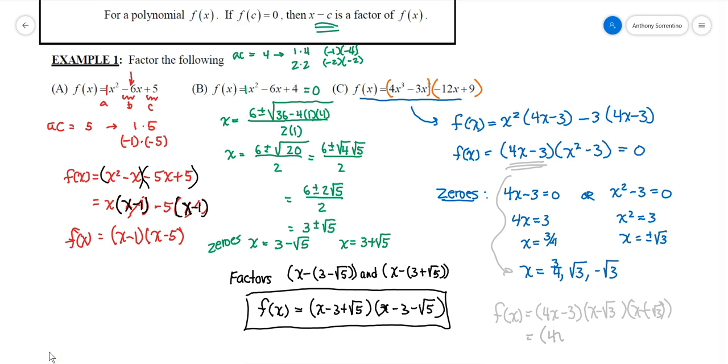So 4x minus 3, x minus square root 3, and x plus square root 3. And if I would take the time to go through and use the distributive property on this, I would get back the original function. As I said before, factoring it completely into linear functions is not always going to be necessary for our purposes. As a matter of fact, most of the time we're not going to do it.